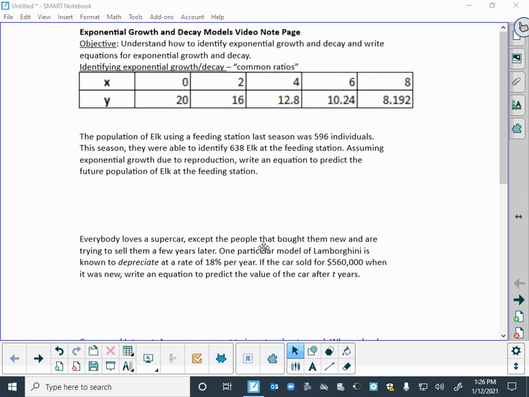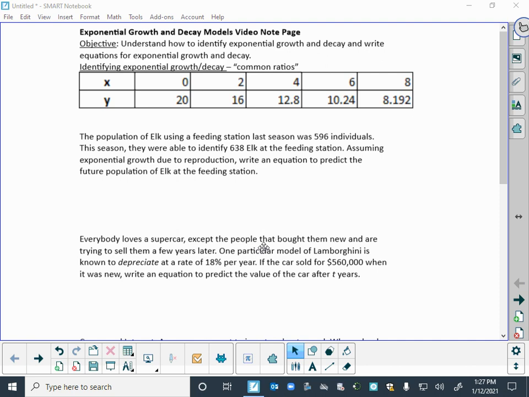All right, let's take a look at exponential growth and decay models. You should have a page that looks just like this that you can write some notes on. So we want to be able to understand how to identify when data that we have is exponential and then be able to write equations for it as well. I've tried to throw one in here that gives us a little bit extra to think about.